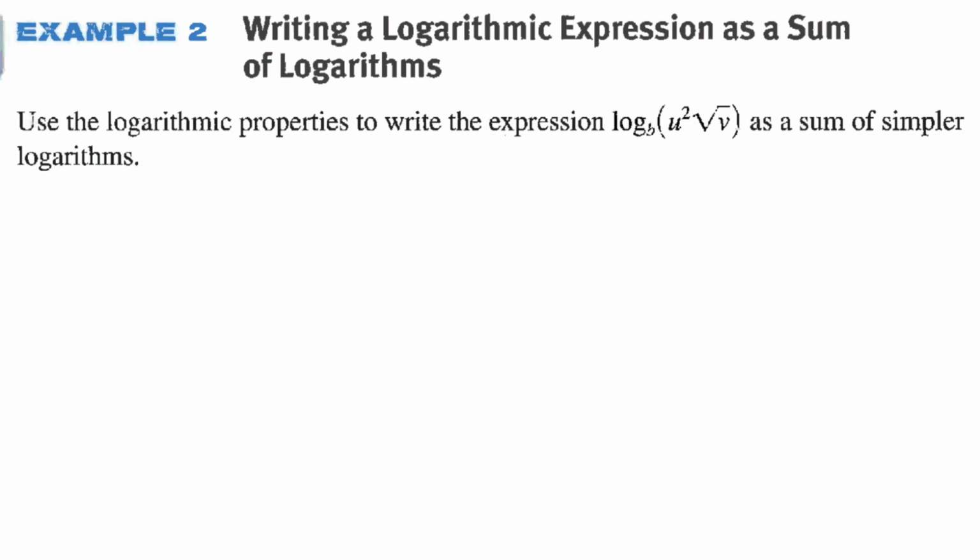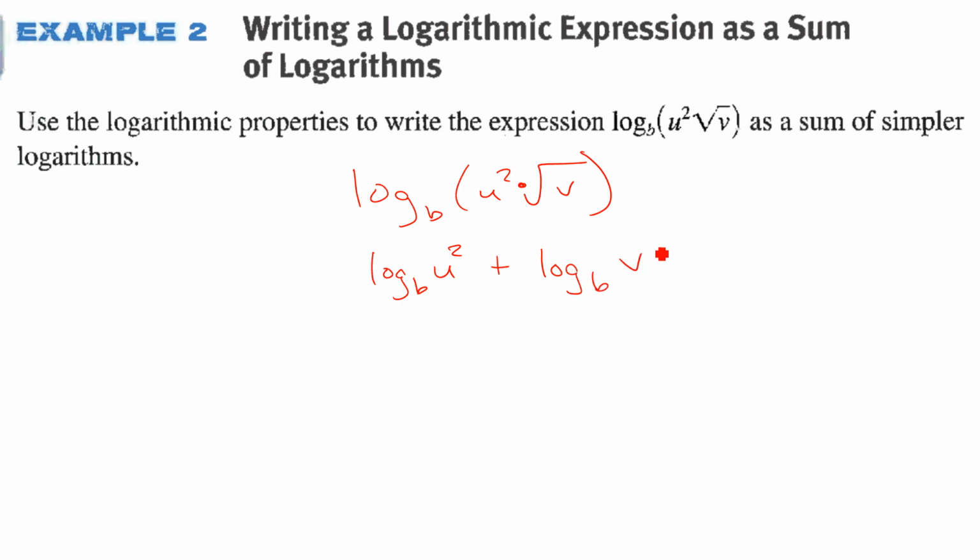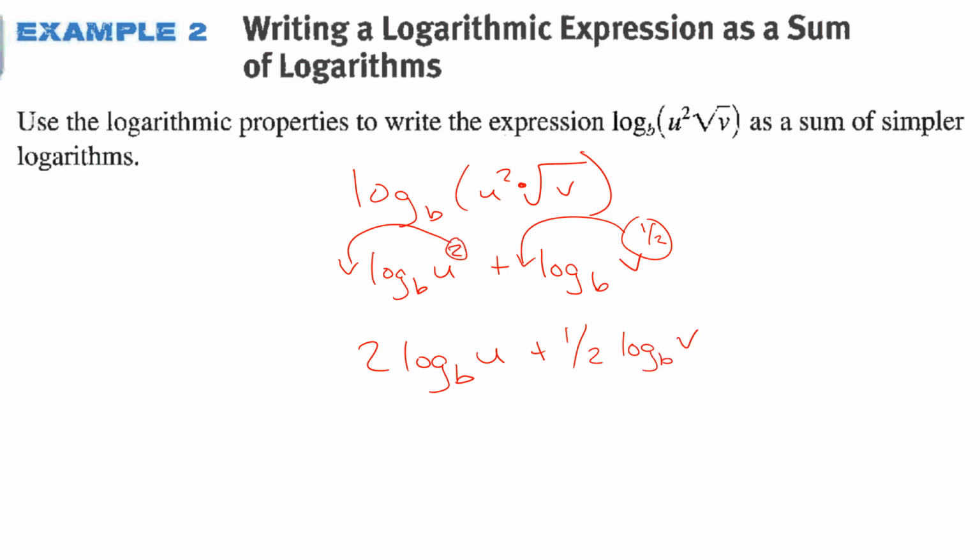All right, let's try this again with the expansion rules. So what do we have here? So log base b of u squared times the square root of v. So first things first, we have multiplying in there. So let's expand these first. So log base b of u squared plus log base b of v. And I'm going to rewrite this as v to the 1/2. That's how you write square root using a power. And then we'll take the 2 and the 1/2 and bring them to the front of their respective logarithms. So 2 log base b of u plus 1/2 log base b of v.